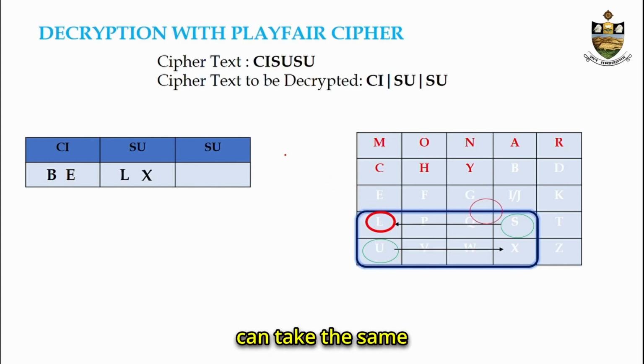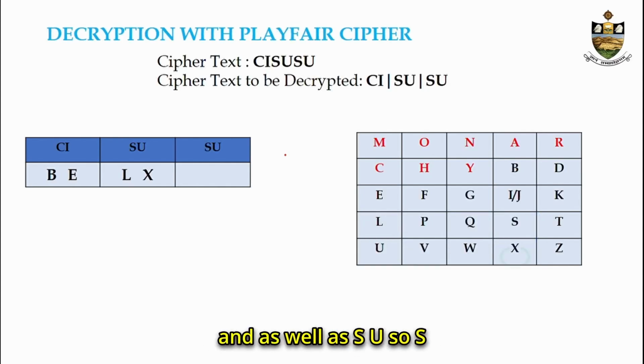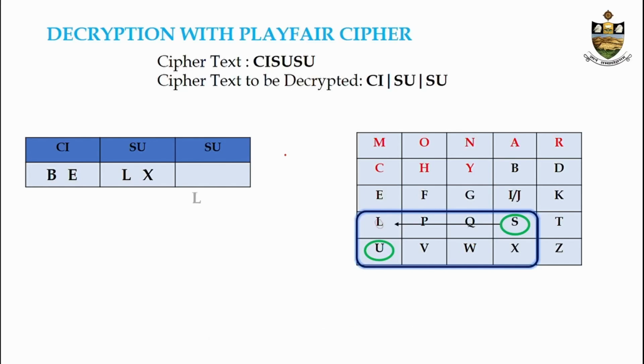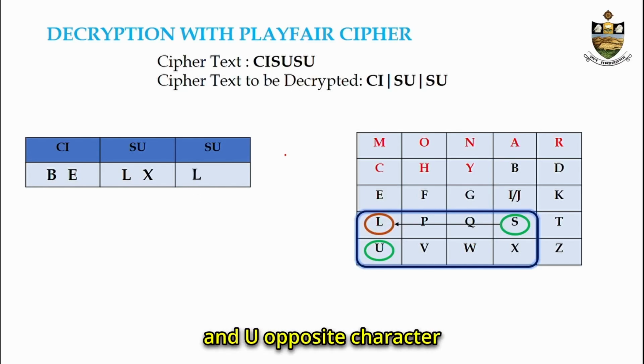And similarly, if you take the same process, that means the pair of both the same SU, as well as SU. So S is identified by the fourth row, fourth column, and U is also identified by the fifth row, first column. So draw the rectangular box. S's opposite character is L. So L should be the replacement of your S, and U's opposite character is X. So X is also the replacement of your U.